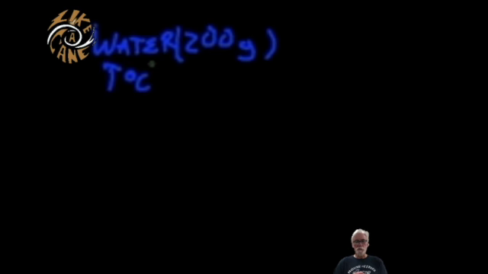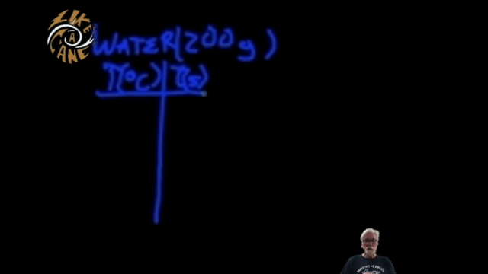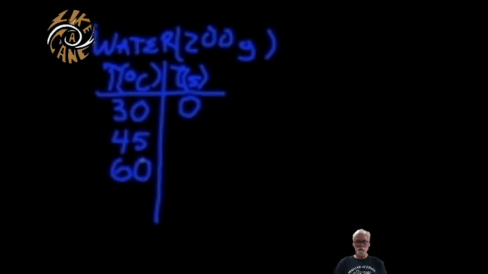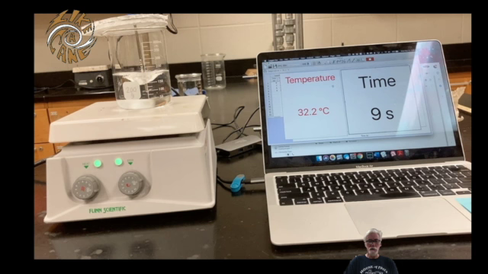So putting down that we have water, 200 grams, I'm going to make a table. In one column I'm going to put the temperature in degrees Celsius, and in the second column the time in seconds. So we saw that 30 degrees C was at 0 seconds. Then we're going to heat it up 15 degrees to 45, and then 15 more degrees to 60, and see how much time it takes.